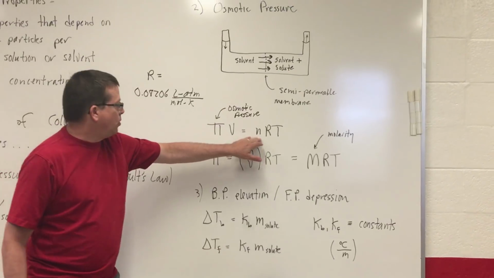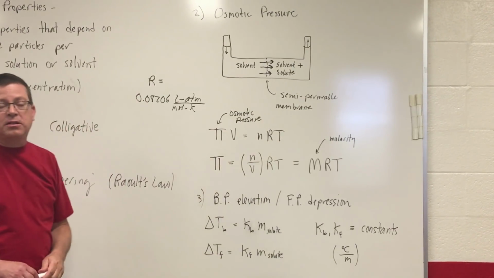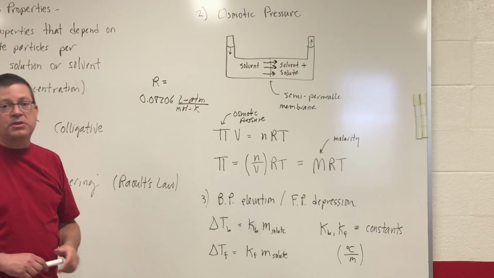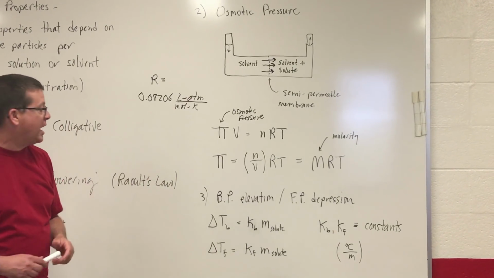All right, so that makes a situation here where volume needs to be expressed in liters and n needs to be in terms of moles, T needs to be expressed in terms of Kelvin temperature, and pi, of course, will be in terms of atmospheres to make everything work out.